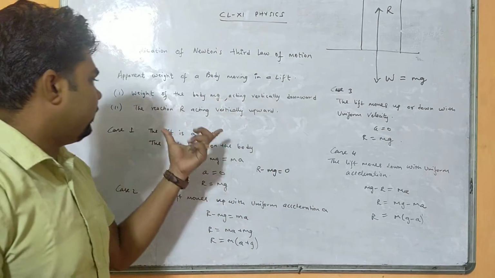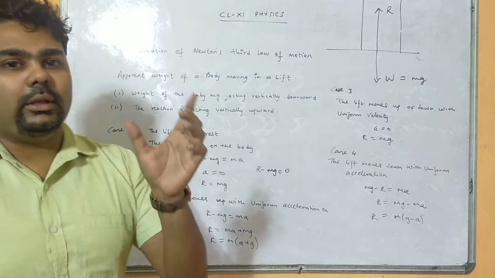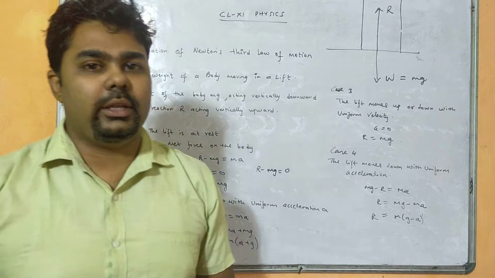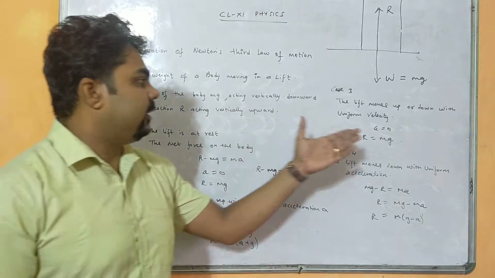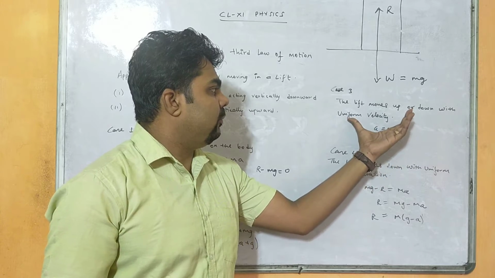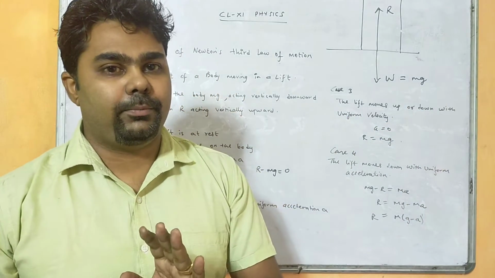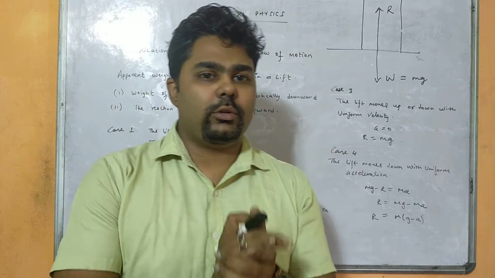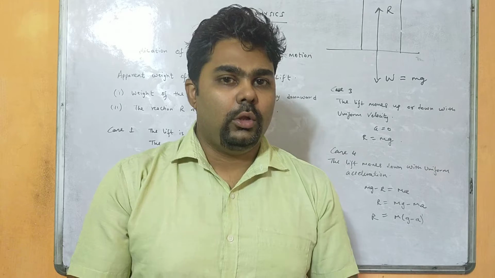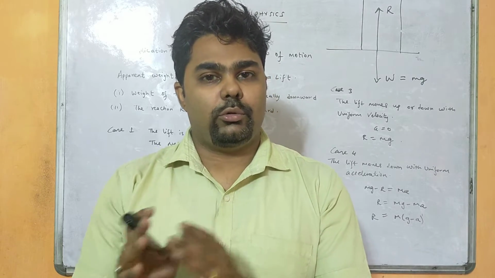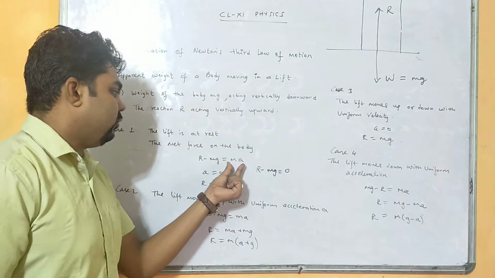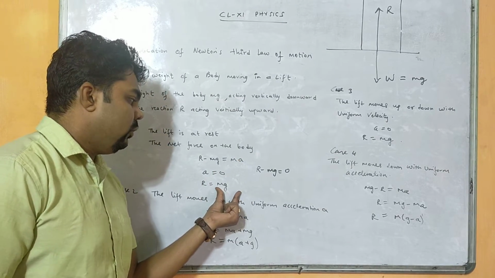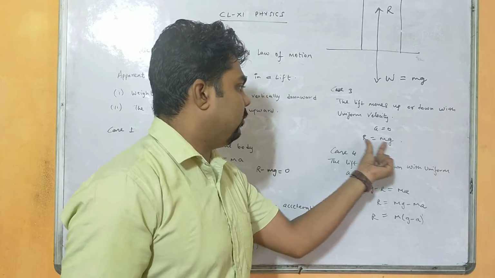Now the next condition. The first condition was when the lift was at rest. The second condition is when the lift is moving upward with uniform acceleration. The third condition is when the lift moves up or down with uniform velocity. When it moves with uniform velocity, the velocity is not changing, therefore acceleration is 0. So what is the formula? R minus mg equals ma, and a becomes 0. That means reaction force equals weight. The same condition we get here: R equals mg.